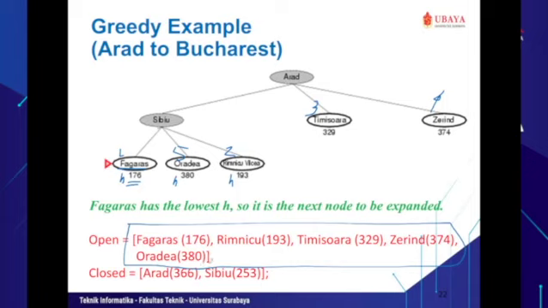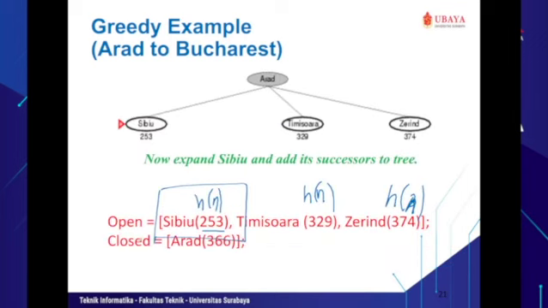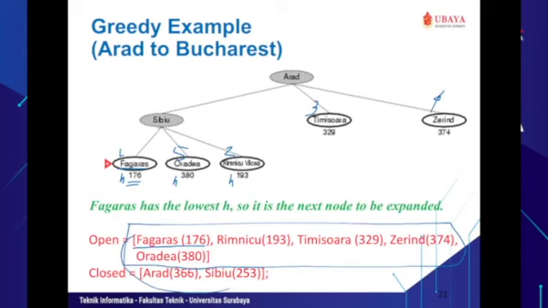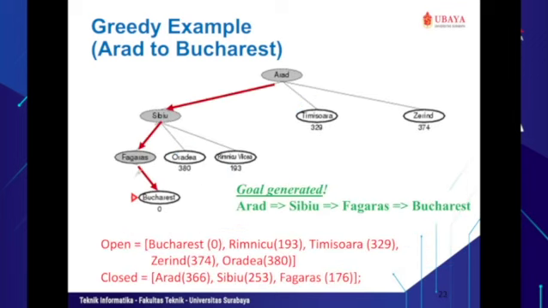Next, since our goal state will be Bucharest and we must explore Baccarat, we move Baccarat to our closed list, and now we see that Baccarat has the immediate connection to Bucharest. So we put Bucharest in our open list, or in front of our queue. Then since Bucharest is also our goal, we have already generated our goal.